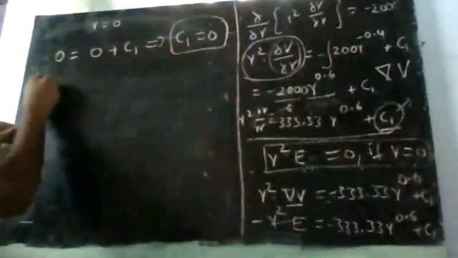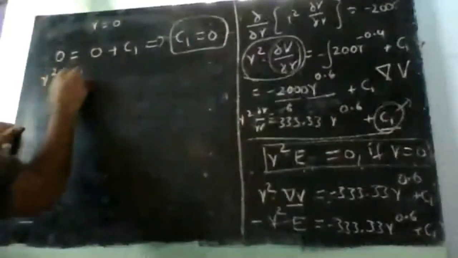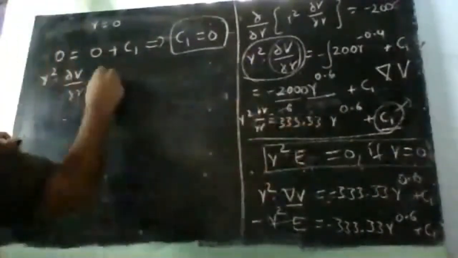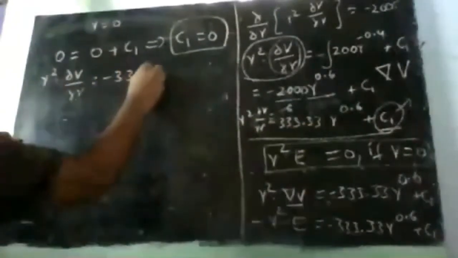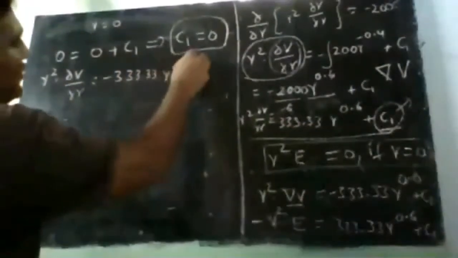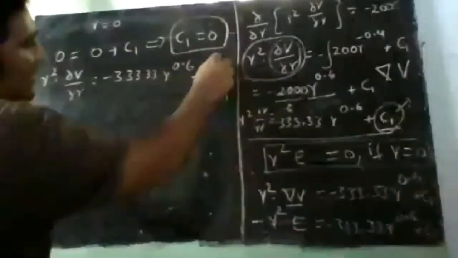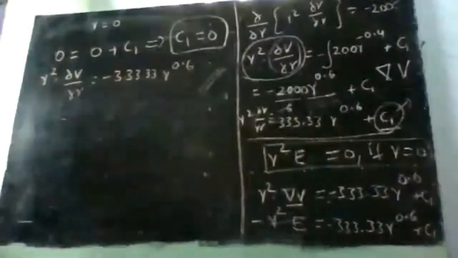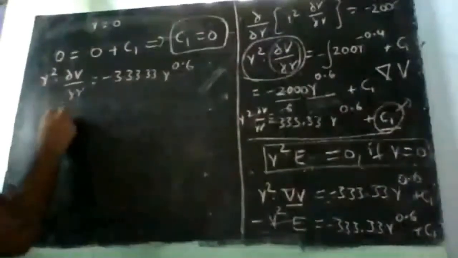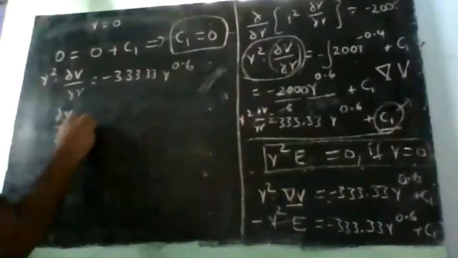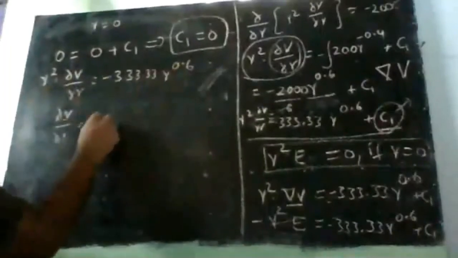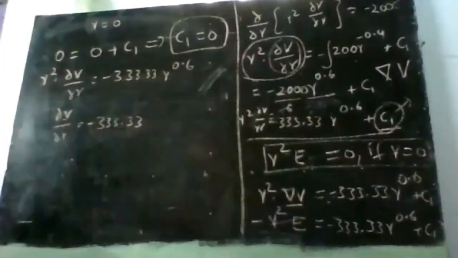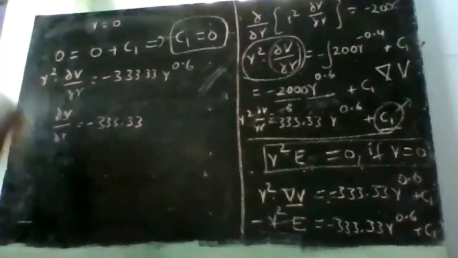So let us substitute that R square into dou V by dou R. What do we get? Minus 333.33 into R power 0.6 plus C1. C1 is 0, so plus 0, so we can take that out. Now dou V by dou R is equal to, sending R square to that side, minus 333.33 into R power 0.6 minus 2.